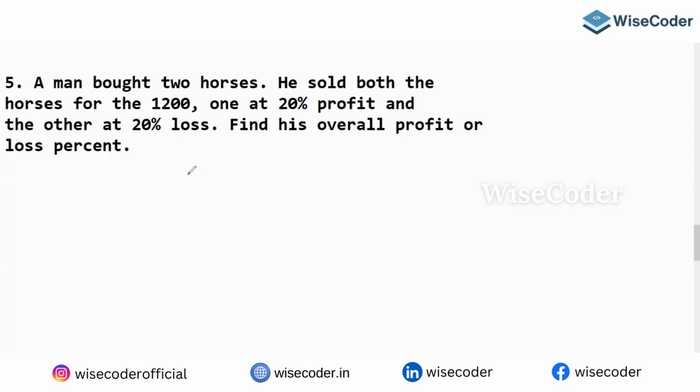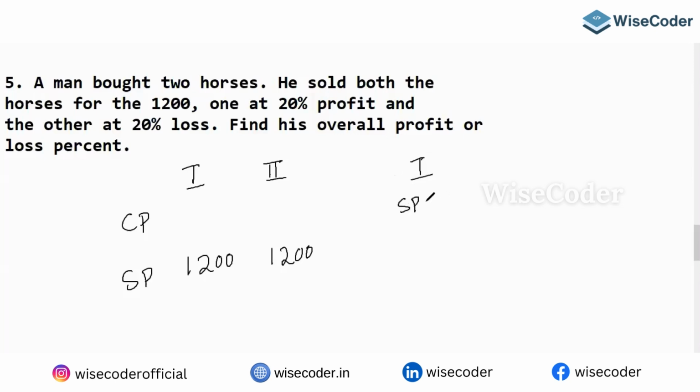Now look here. There are two articles, first one and second one, two horses. Cost price: I don't know. Selling price: I know. What are the selling prices? This is 1200, this is also 1200. You need to understand. Let me take the first article here.